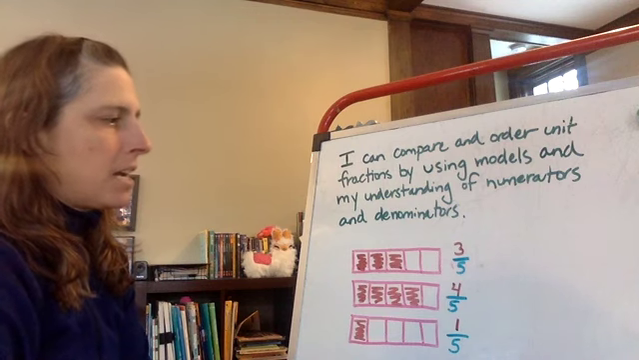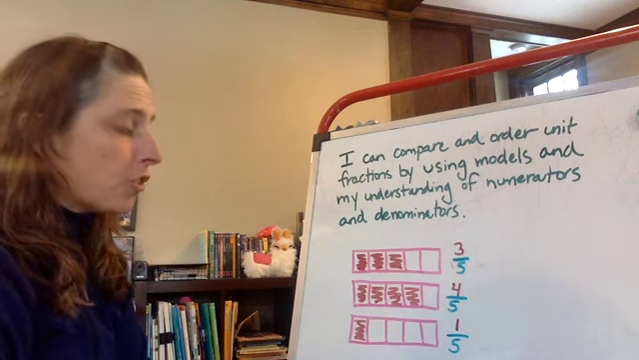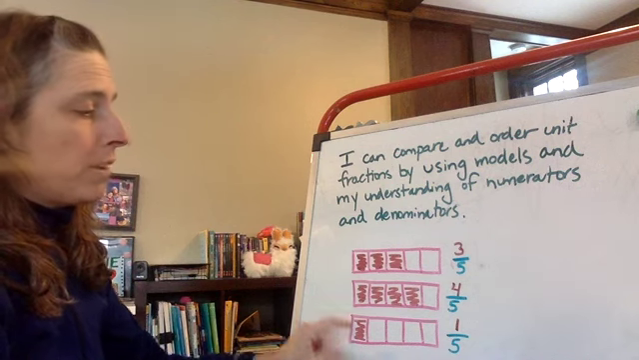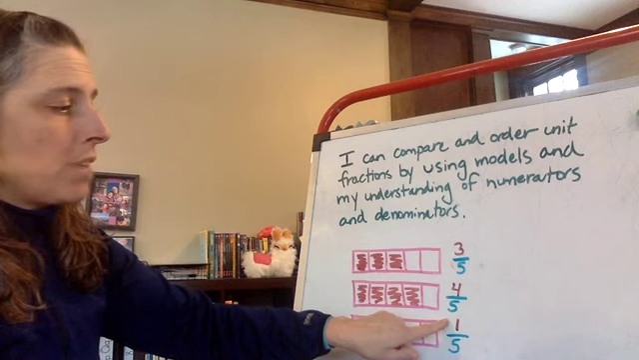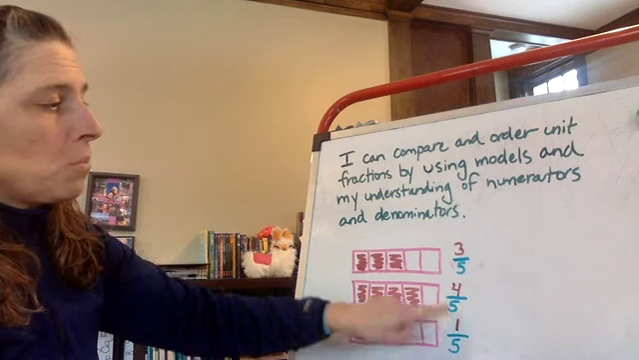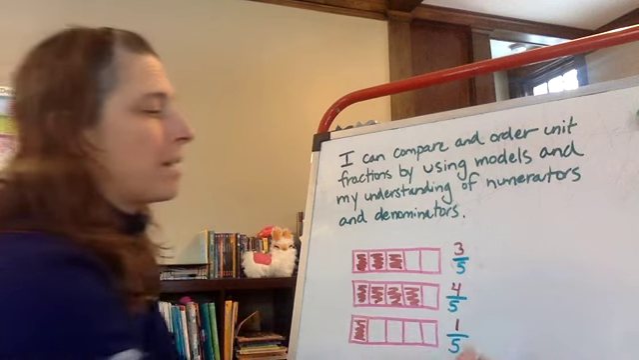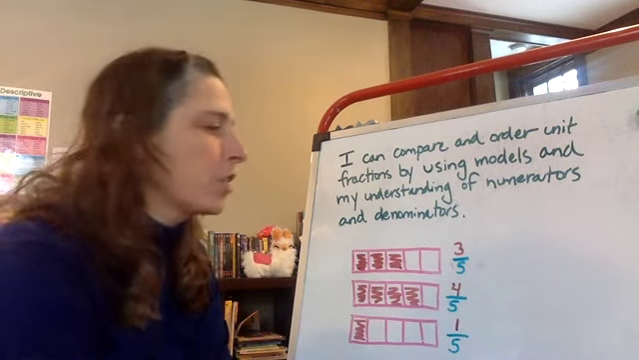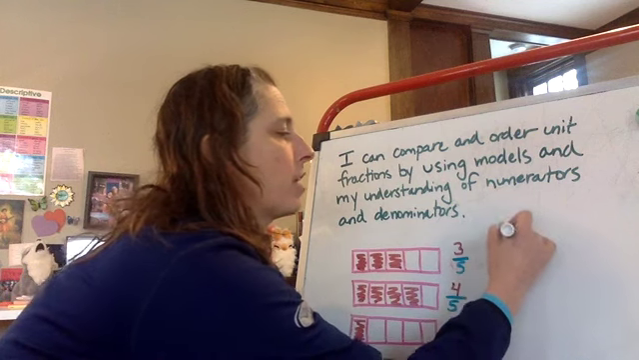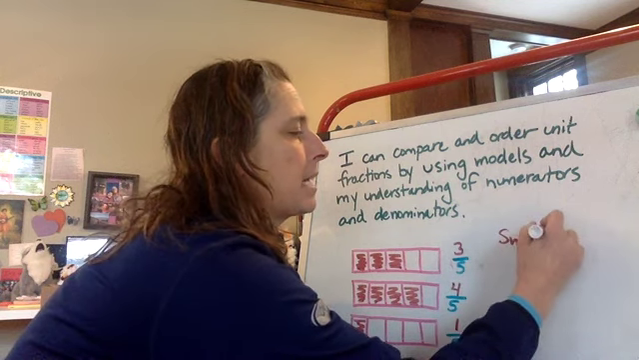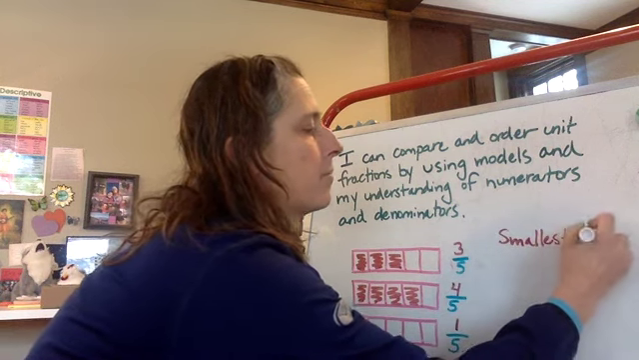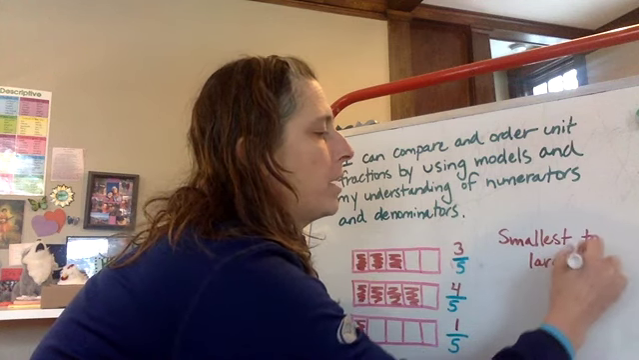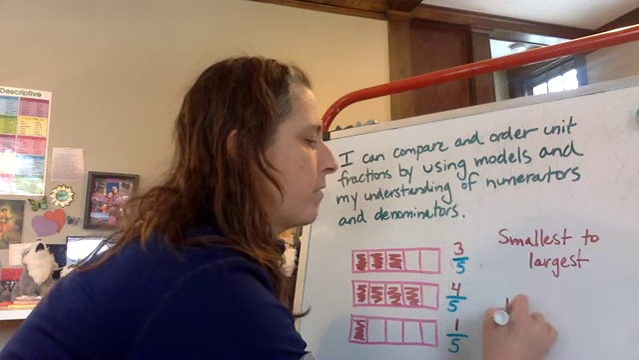So based on the pictures alone, we can see that the smallest fraction is going to be 1/5. We can also tell this by the number on the top. It is just simply 1 and all the denominators are the same. So we know if we wanted to order these fractions from smallest to largest, and I'll put that right up there because sometimes that's nice to see, smallest to largest, we would put 1/5 first.